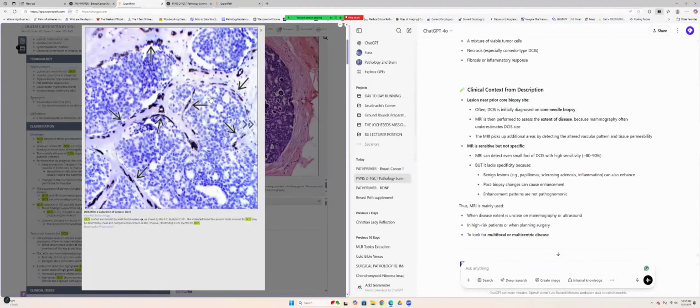CD31. DCIS is often surrounded by small blood vessels. So sometimes CD31 may be positive and form linear or clumped enhancement on magnetic resonance imaging, but it's not specific for DCIS.